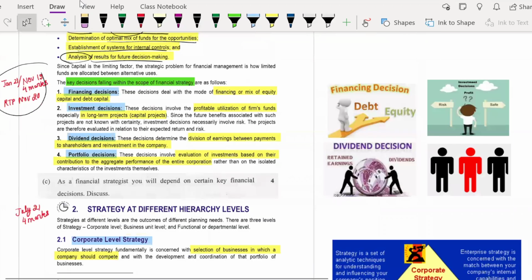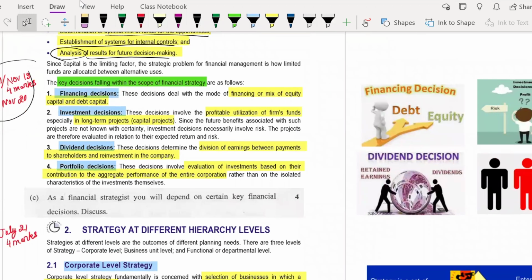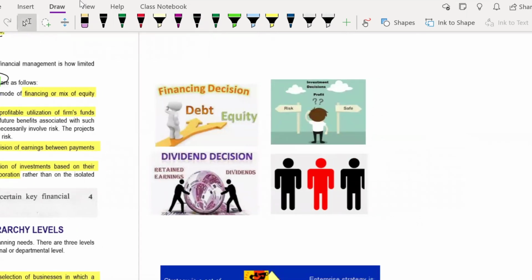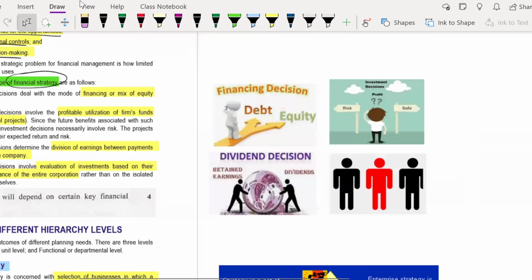Okay, so here they ask you what are the key decisions falling within the scope of financial strategy. Now we are talking about how we have to use the finance, how we are going to strategize it. So whenever you are making a financial strategy, what are the key decisions that you will have to take? So there are 4 key decisions. First is financing, second is investment decision, third is dividend decision, and the fourth one is portfolio decisions.